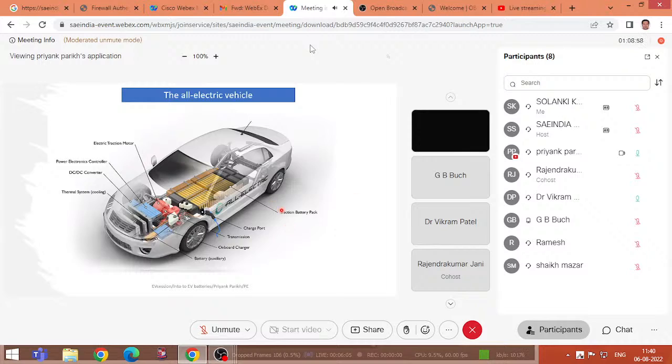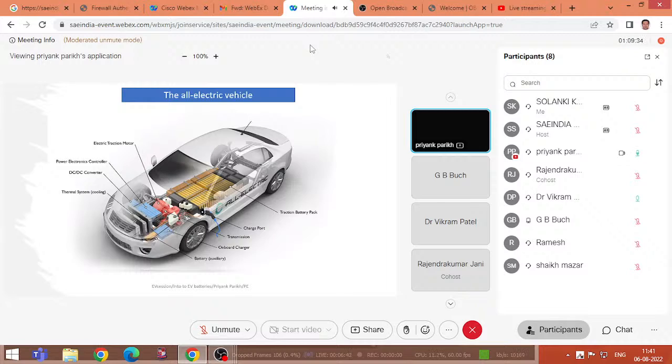So, this is the traction battery, the one which we are going to discuss. The rest of the components are the motor, the power electronic converter, the DC-DC converter, and the thermal cooling system, basically to cool down the components. The auxiliary battery is not the high voltage battery, but the 12 volt battery that we have. Then we have the onboard charger, transmission, and the charger. This is how an electric vehicle looks like, and today we are going to see all these batteries.